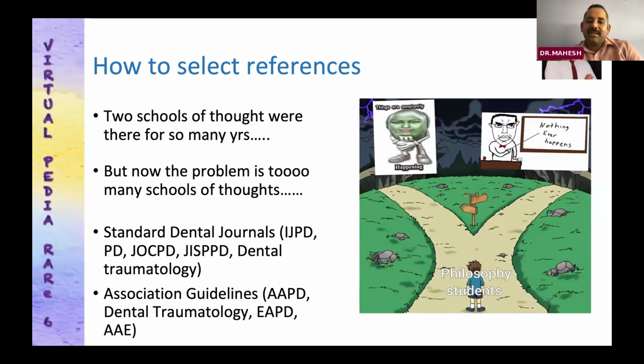So if you take up association guidelines, we have a lot of AAPD guidelines which tell you about all these protocols for revascularization, AEI or dental traumatology guidelines, explaining to you what is the protocol, how it is used, what is the consequences of it. So it is always better that you follow the association guidelines or some standard guidelines before you take the particular topic for your thesis or your reference writing.